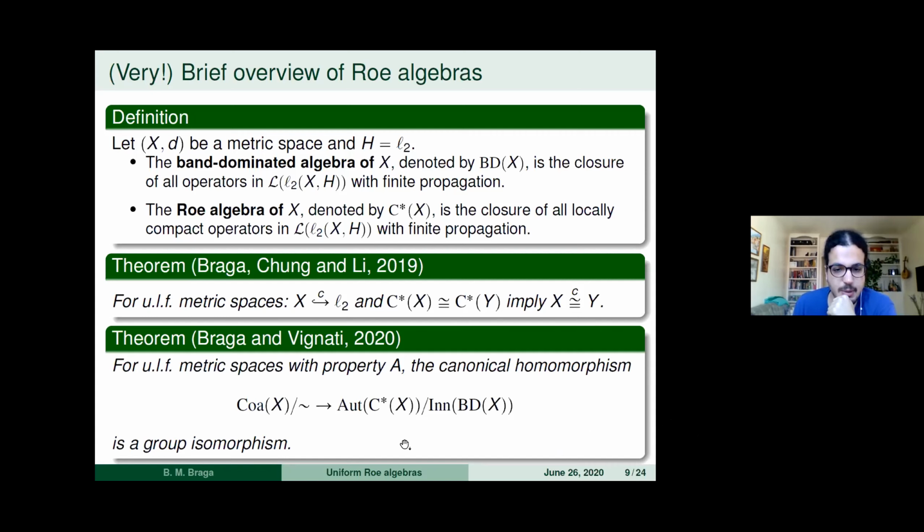I'm not going to define those things properly because it's literally just a slide I want to mention on Roe algebras. But you do have a canonical map from the coarse equivalences modulo closeness to the outer automorphisms of the Roe algebra. It is easy to see that it's an injective homomorphism, so the hard part is to prove that it's surjective. With the assumption of property A, you can actually get that this is indeed the case. Okay, so now that I gave my biased overview of the classic uniform Roe algebra, let me move on to Banach spaces a little bit more.